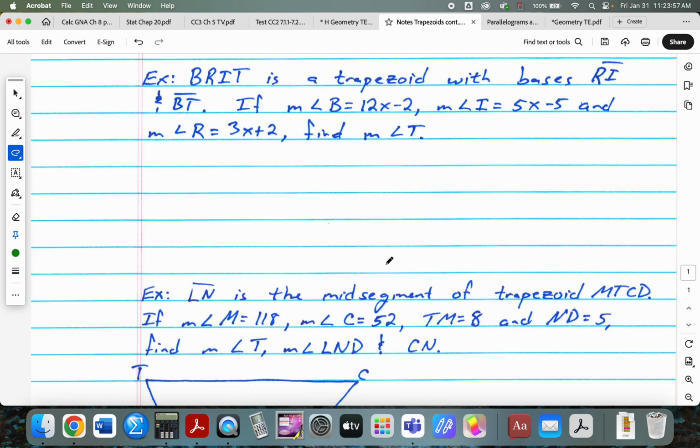All right, here we've got BRIT as a trapezoid. Notice it doesn't say that it's an isosceles trapezoid, does it? So when I'm drawing it, I'm going to make sure that it doesn't look like an isosceles trapezoid. I usually do something that looks like that. And it says that it's BRIT. I always start with the first letter up here. It doesn't matter in this particular case. And it says the bases are BT. So again, I'm going around this way.